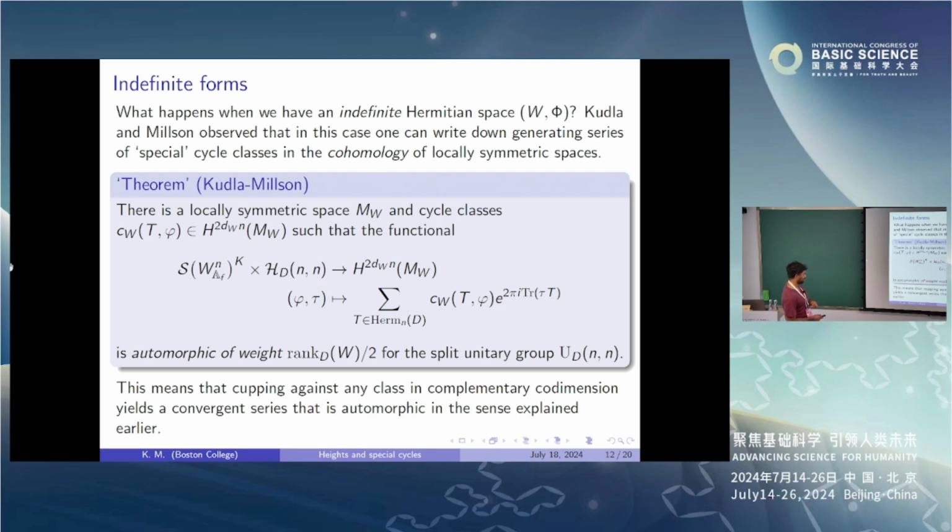But what does this mean? It takes values in a vector space. It's not valued in C. So this means that coupling against any class in complementary dimension yields a convergent series. It's automorphic in the sense that I explained before. So you get a whole family of automorphic forms indexed by this cohomology group, or rather its dual.